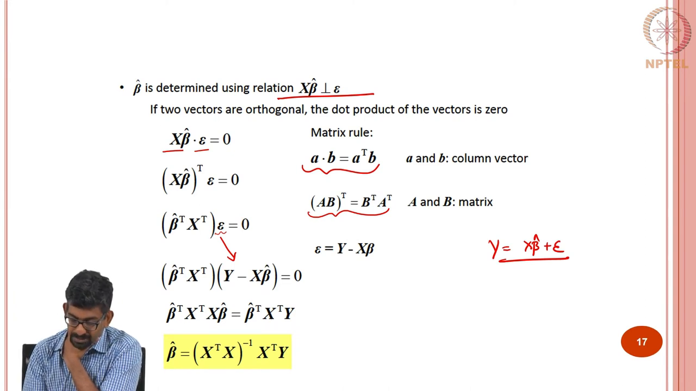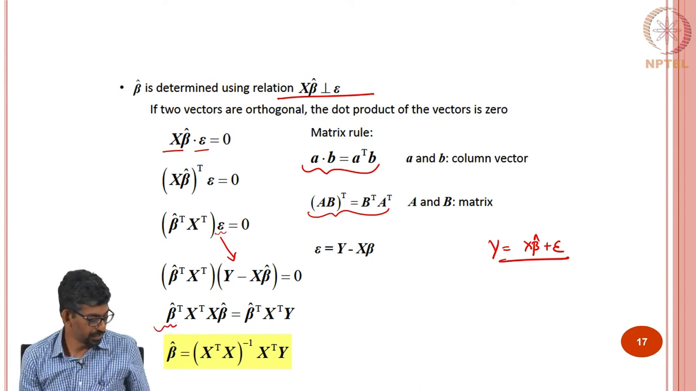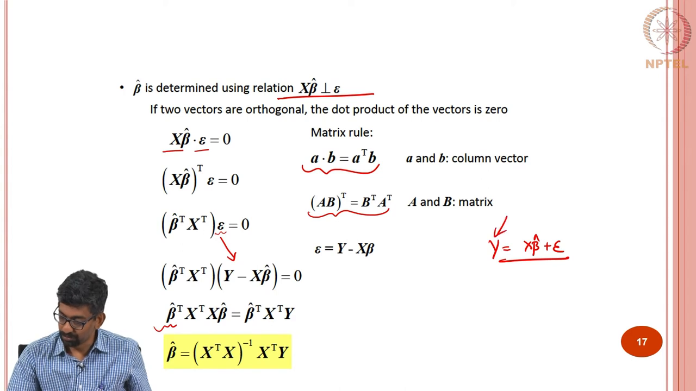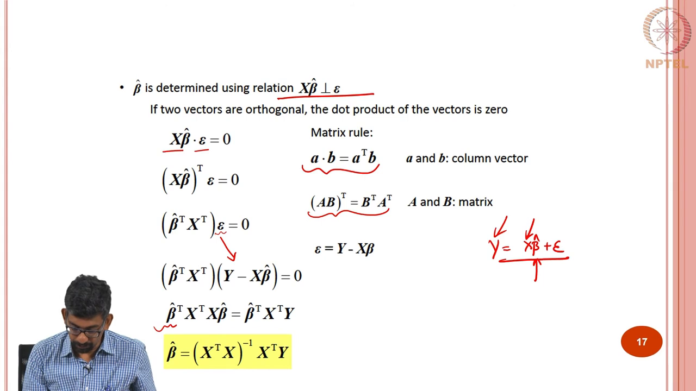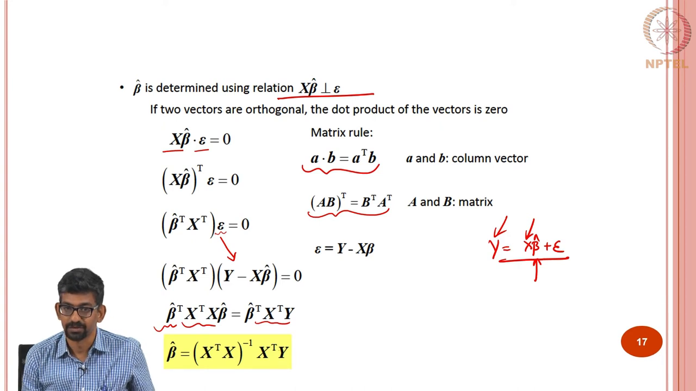Now what is it that we wanted to find? We always want to find only beta. That is what you want to find in this entire equation. You know y, you know X, you want to find your beta. So I want to find beta and I am isolating the other things. What are the other things? X transpose X inverse, X transpose y.